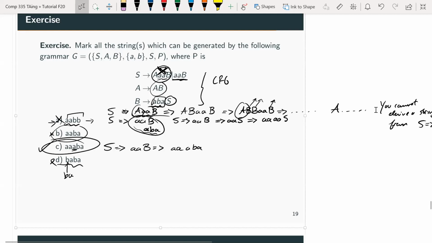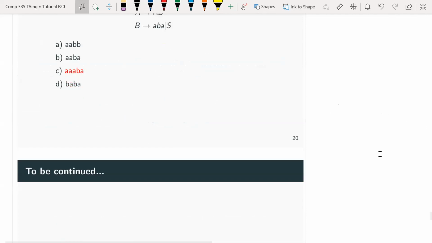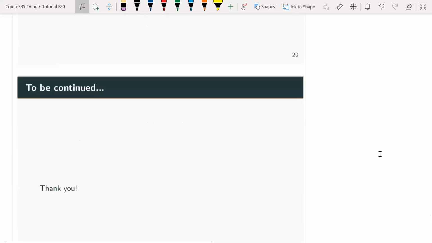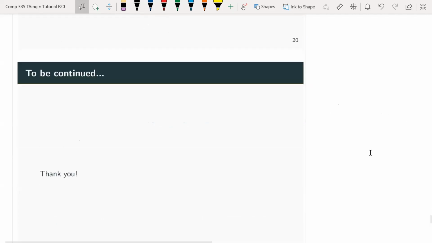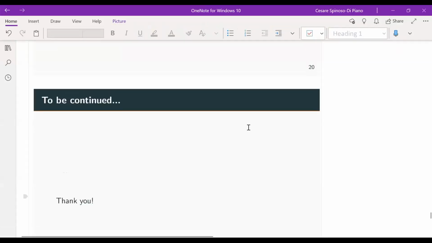Okay, so I realized that I did go a lot over the time. I really wanted to spend a lot of time on those pumping lemma examples because I wanted to make sure that it was clear, and I wanted to make sure that it was thorough. But hopefully that was clear.